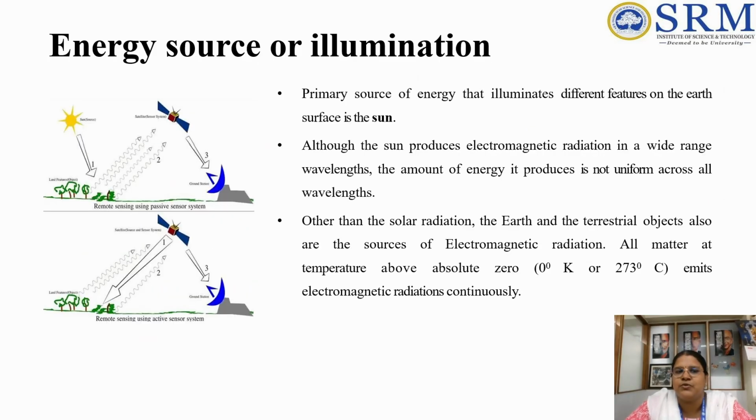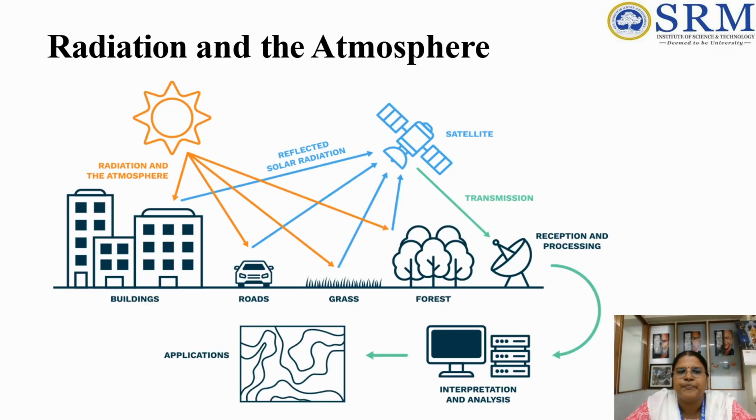So what is the energy source? The primary source of energy that illuminates different features on the Earth's surface is the sun. This energy will be used to capture information from different targets. Although the sun produces electromagnetic radiation in a wide range of wavelengths, the amount of energy it produces is not uniform across all the wavelengths. Other than solar radiation, the Earth and terrestrial objects are also sources of electromagnetic radiation.